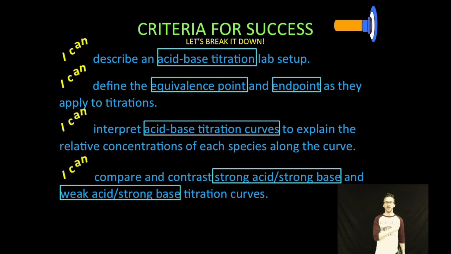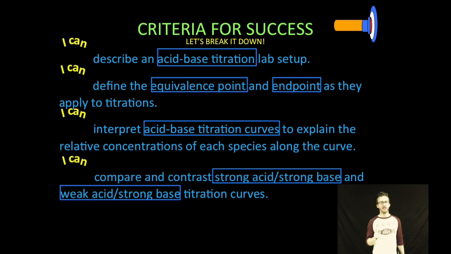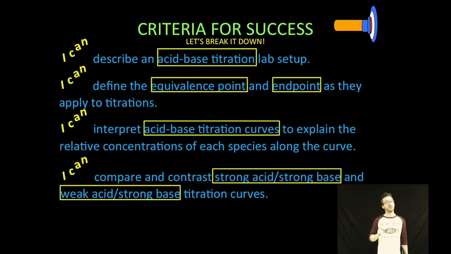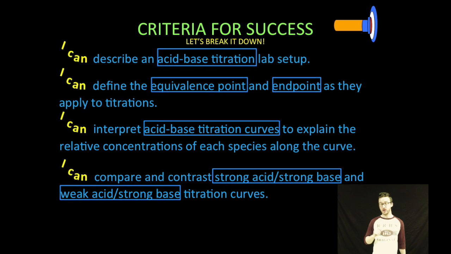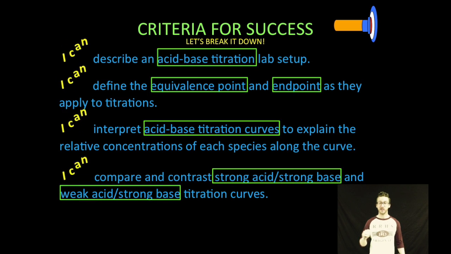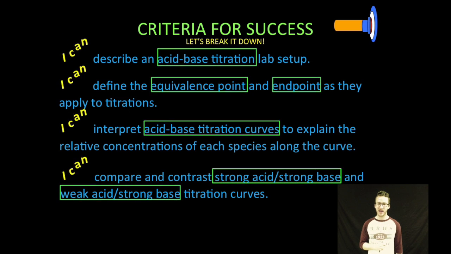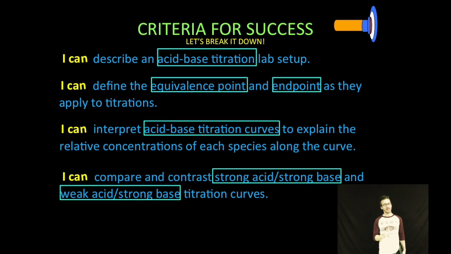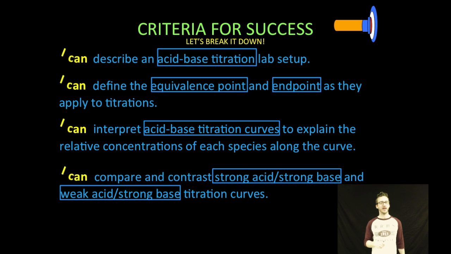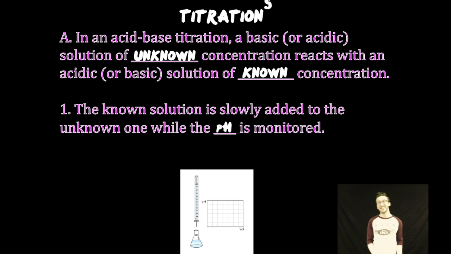Numero 3, interpret acid-base titration curves to explain the relative concentrations of each species along the curve. So we're going to look at some curves and talk about what is present along that curve. Number 4, we are going to compare and contrast strong acid, strong base, and weak acid, strong base titration curves. Okay, so first things first, what is an acid-base titration? What is it going to look like in the lab?